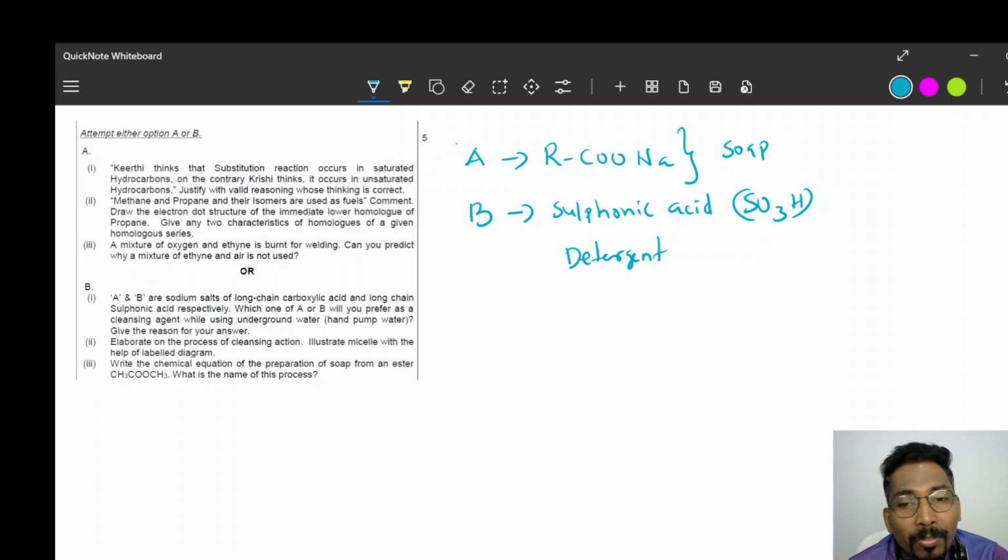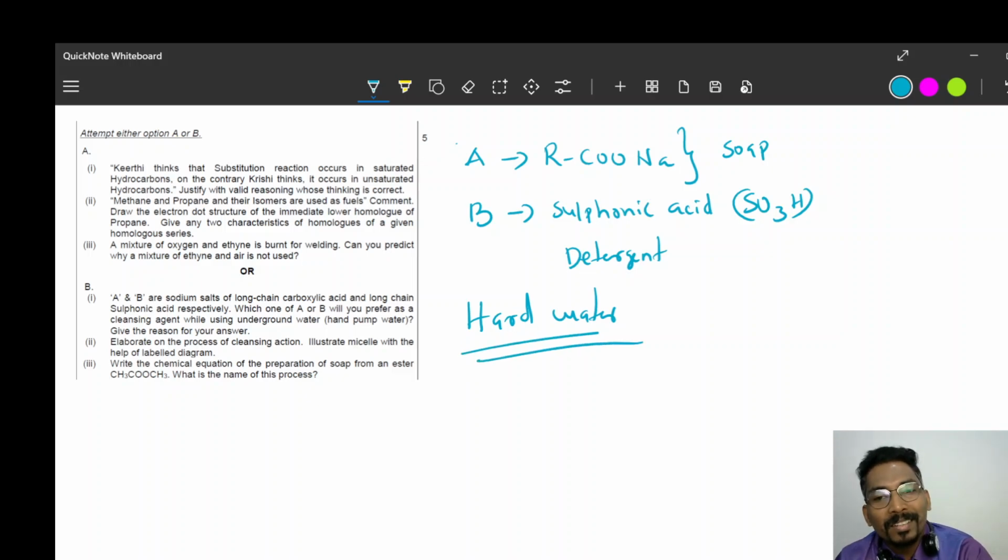You know, underground water is hard water. So we studied in this topic, soap is not effective in hard water, but detergents are highly effective in hard water. So which is the answer? B. I hope all of you know the reason, because soap molecules will form an insoluble precipitate with calcium and magnesium ions present in hard water. So here the answer is B, because detergents are highly effective in hard water, as they do not form any insoluble precipitates with calcium and magnesium ions.